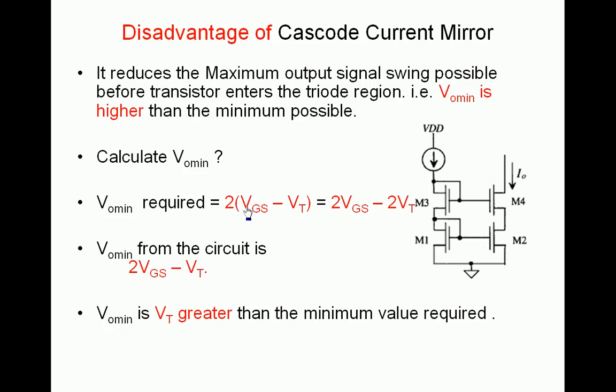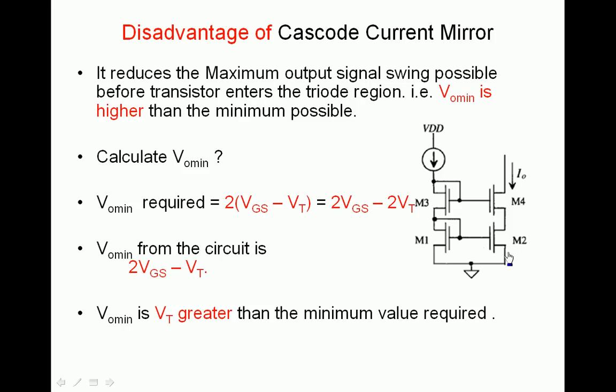First we will see the V0 minimum expected and the V0 minimum exactly from this circuit. V0 minimum required for this one: M2 and M4 transistors must be in saturation. If all four transistors are identical, all have the same VGS. Whenever all have the same VGS, the drain voltage required to keep M2 in saturation is VGS minus VT. M4 requires one more VGS minus VT.